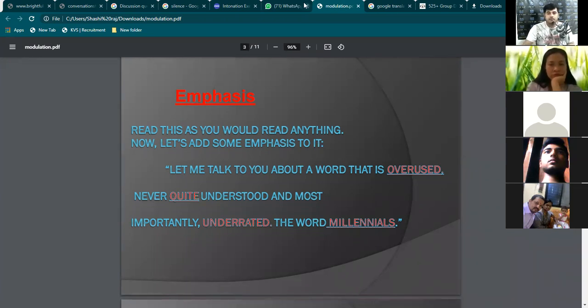So I've written one line here, and I have written a few words in red, and I have underlined those words. So you need to put some stress, you need to put some force on these words. Why are we putting stress or force on these words? Because we want to convey our messages. We want to emphasize these words so that people pay attention to understand them. These words are really very important. So I would speak in that way.